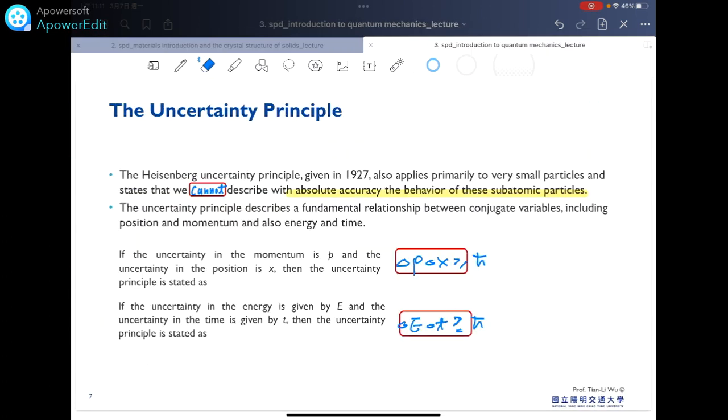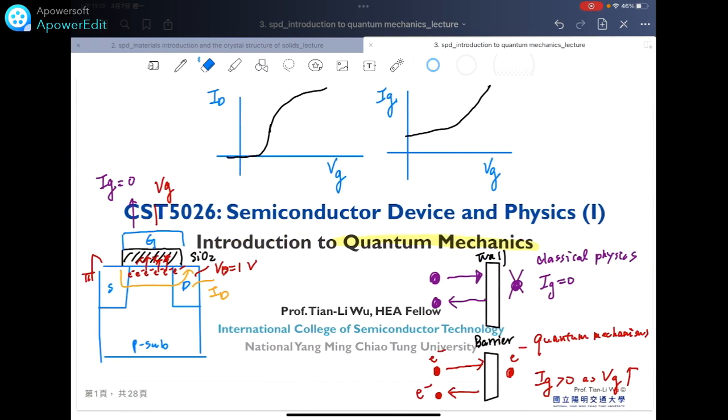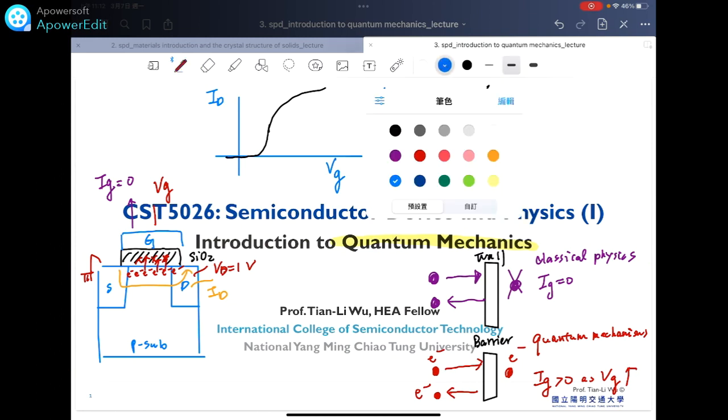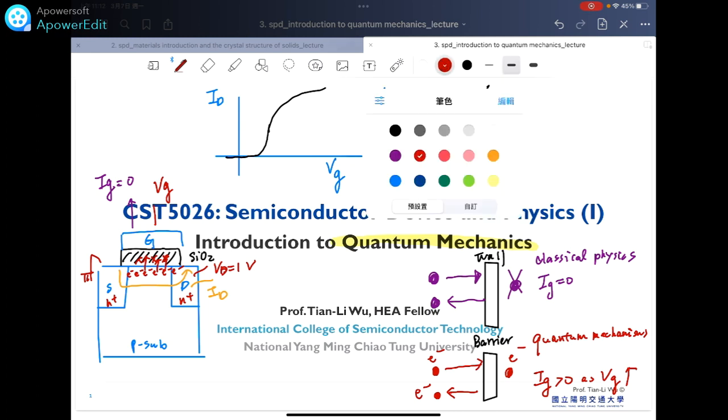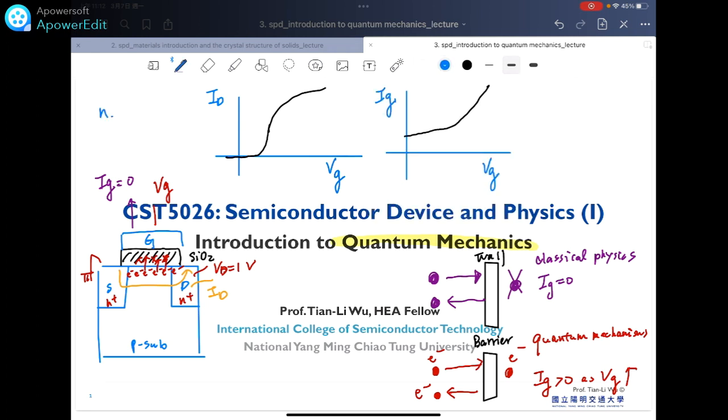Some students have asked me about why sometimes I put this in the source and drain. As I said, this is N plus. The plus here means a higher concentration, relative to a reference, the comparison being with N. So usually we have definitions like N, N plus, or N minus. The major difference is that the concentration of N plus is larger than N, which is larger than N minus. Sometimes, in certain cases, we even put N++. There is no specific rule for how we quantify the plus or plus plus.